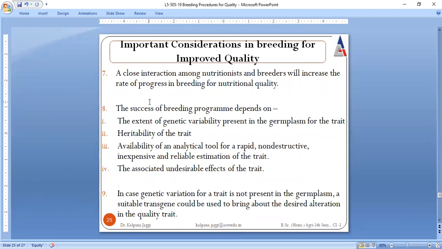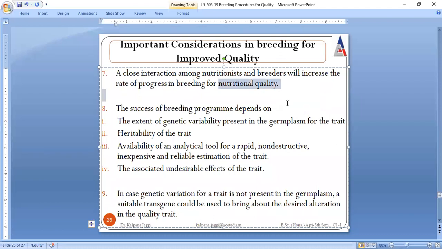These are the other considerations, because when we are breeding for quality, as I discussed in the last point, we are also stressing nutrition. And if that nutrition is not provided, certain diseases may appear. So the breeder alone has not to work on the improvement of quality. The breeder must have continuous interaction with the nutritionist also, so that it will increase the rate of progress in breeding for nutritional quality.